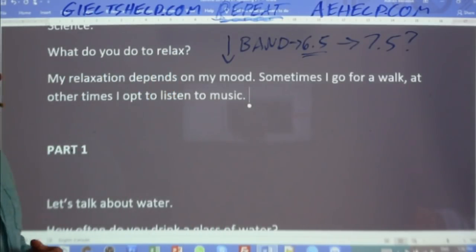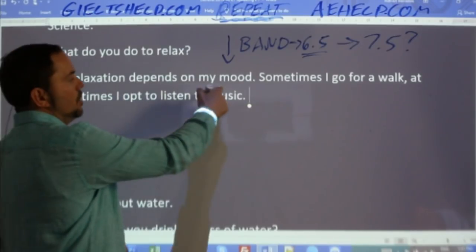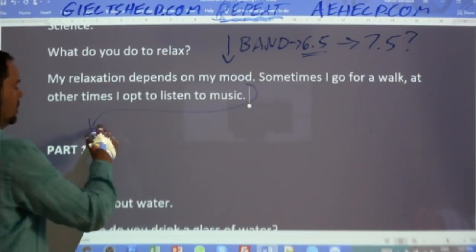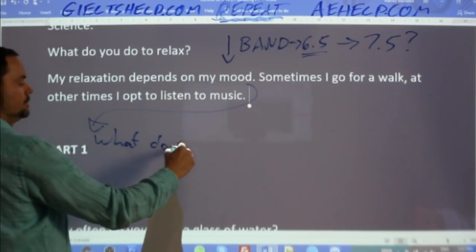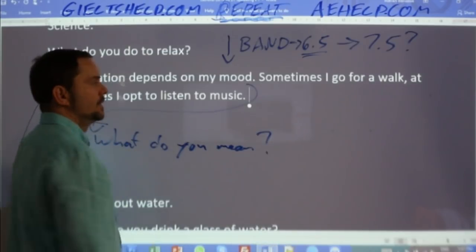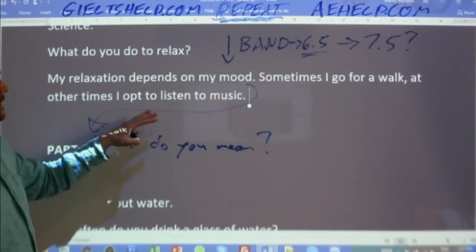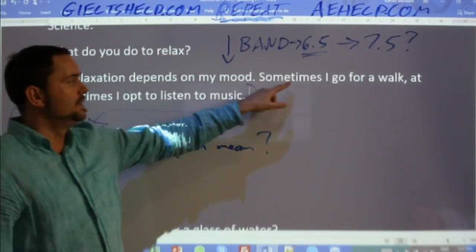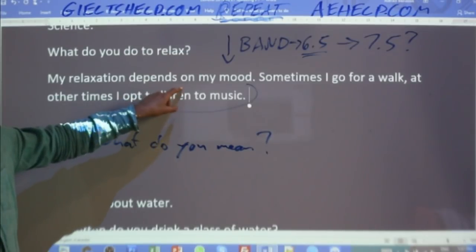Okay, well, you started your answer with my relaxation depends on my mood. Okay, so me as your listener, my question here is, what do you mean? Okay, so sure, you tell me that you go for a walk and you tell me that you listen to music, but what do you mean that your relaxation depends on your mood? This does not explain this.